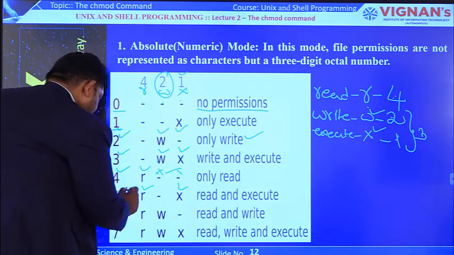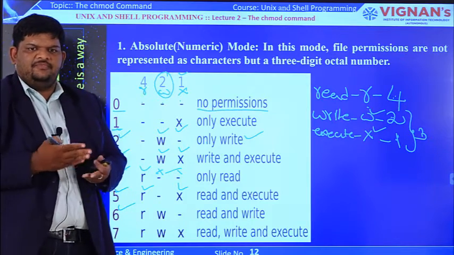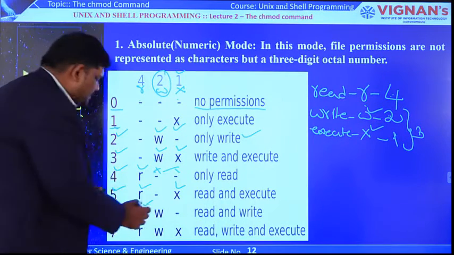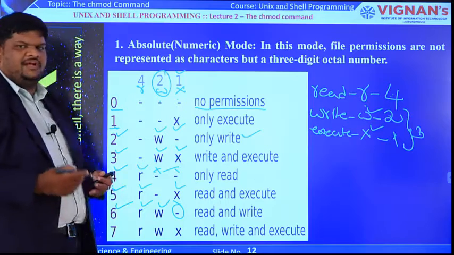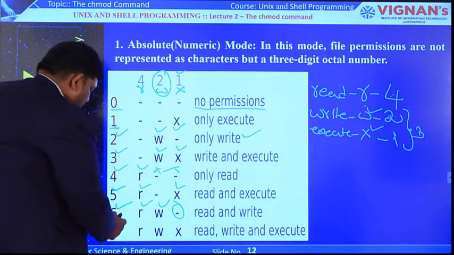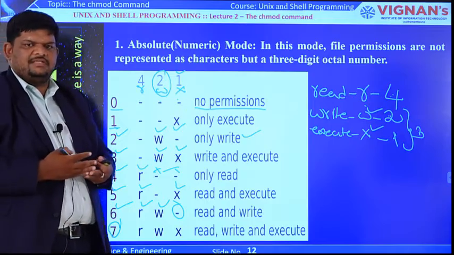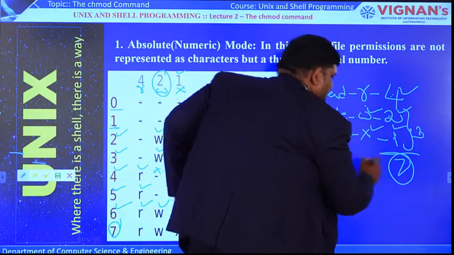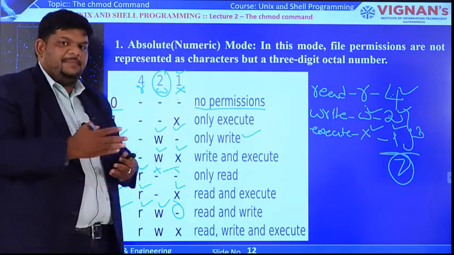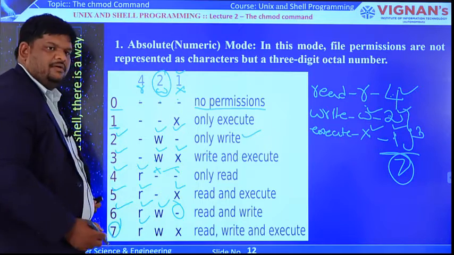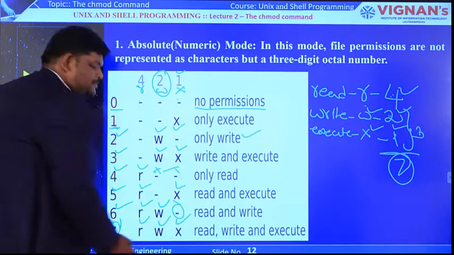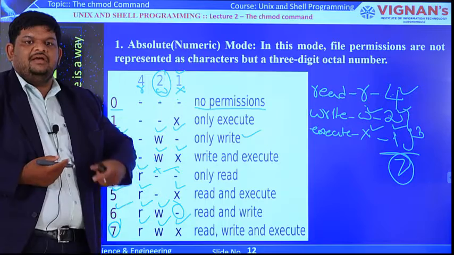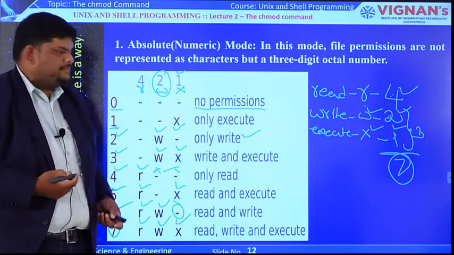Now 6. How does the value 6 come? 4 plus 2 is 6: read permission, write permission, and no execute permission. The last value is 7, which is 4 plus 2 plus 1, and the answer is 7. That means we are giving all three permissions: read, write and execute. With the help of all these octal values we apply them on the file, and by that the file permissions change.